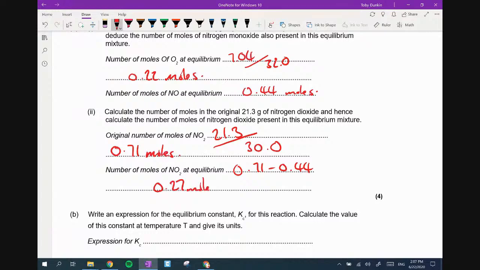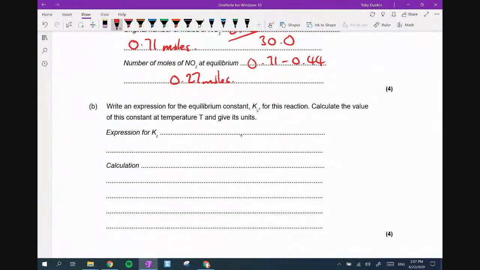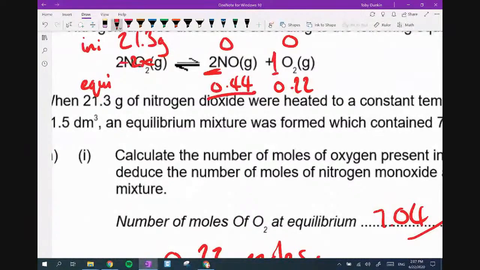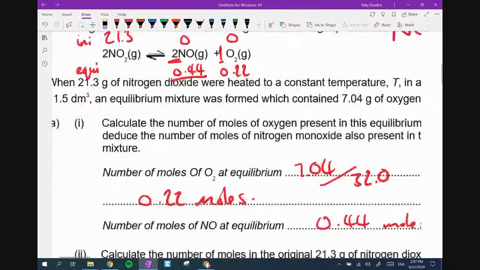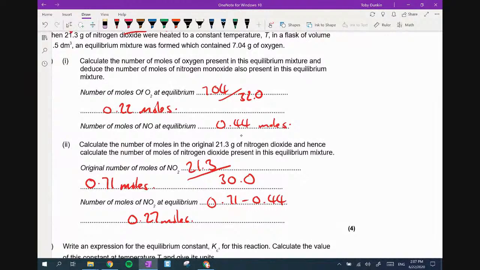Right, next, write an expression for Kc and hence calculate its value. Kc equals products over reactants. So I'm assuming that's NO. Oh, have I made a mistake? I've made a mistake, folks. Sorry, no one caught me. It's NO2. That's where my 2x is causing me troubles. So sorry, I need to times that by 2. Apologies, I've made a mistake.